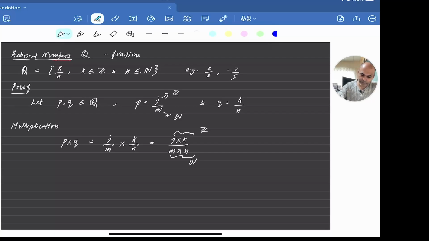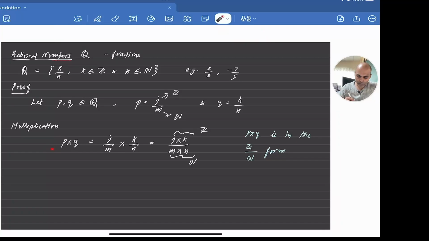Okay, so we say that P times Q is in the Z by N form, which means that P times Q can be written in the form of an integer divided by a natural number.